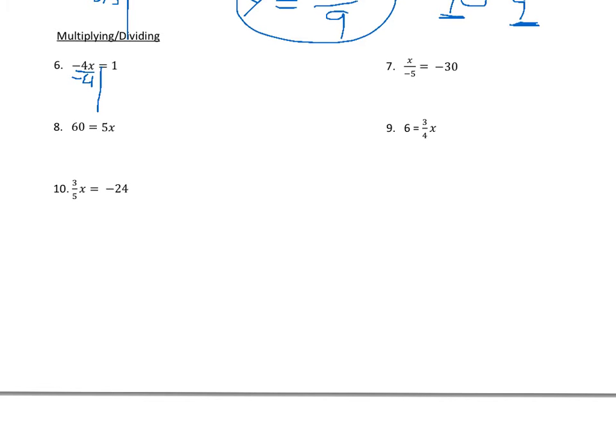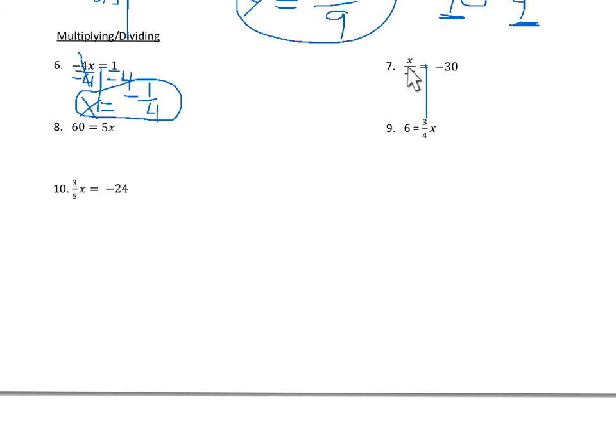Oh, forgot to put the line down. The -4's cancel, so I get x to equal -1/4. There's my answer.